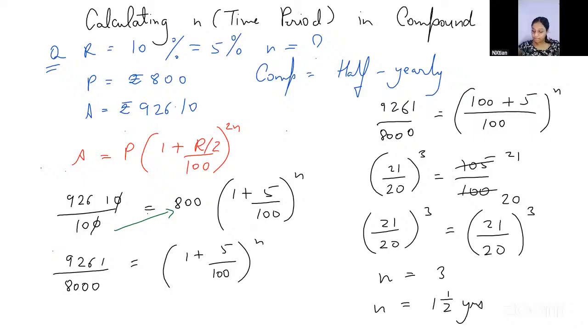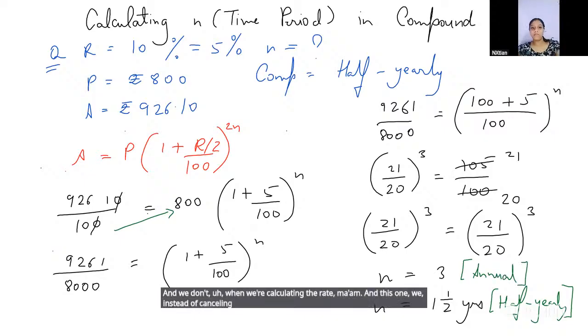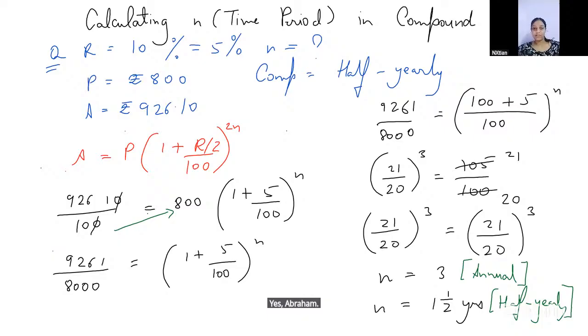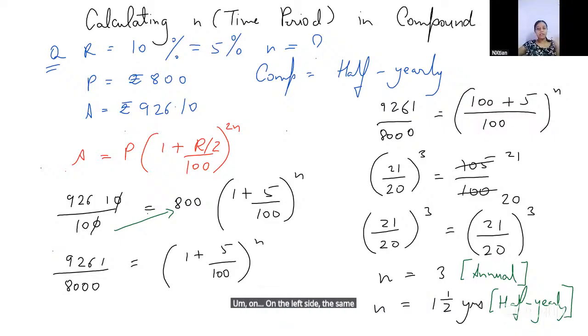Ma'am, when we are calculating the rate, in this one, instead of canceling 3, we cancel 21 upon 20 and 21 upon 20, right, ma'am? Yes, we can cancel 21 upon 20. Then whatever power is on one side will be the power on the other side. On the left side, the same power you'll consider for n, which is on the right side.